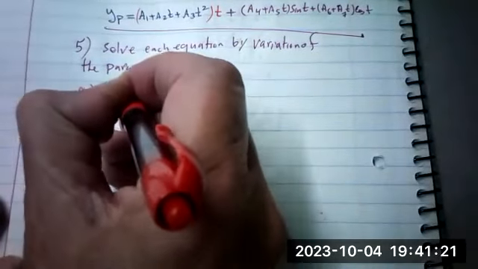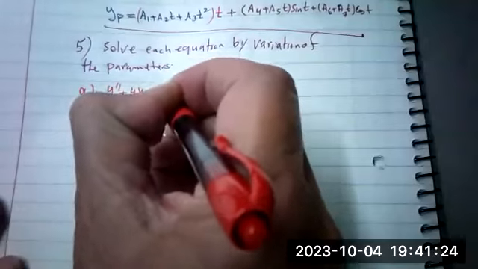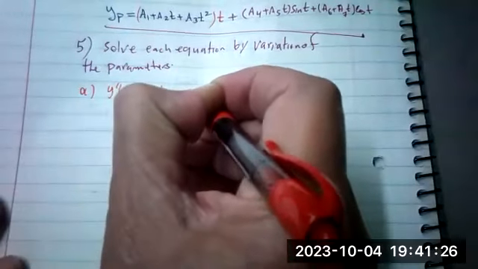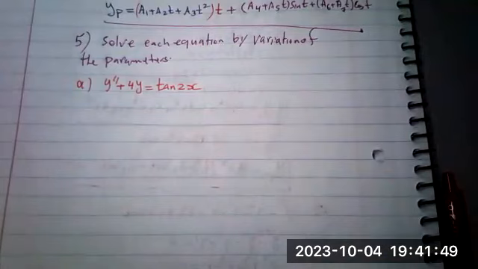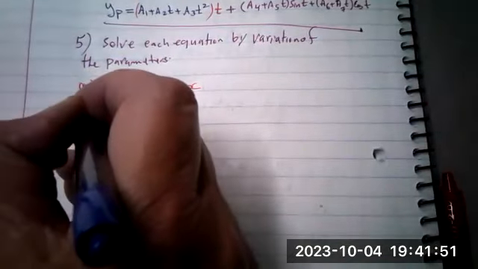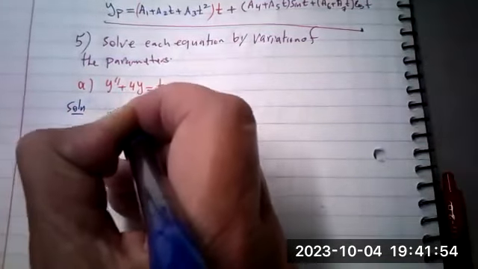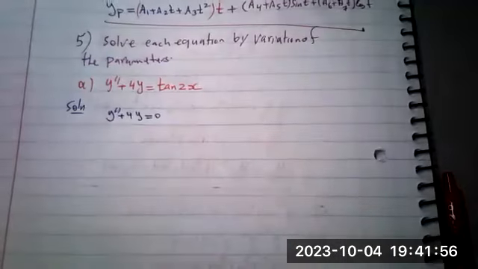The first one is y double prime plus 4y equals tan of 2x. Since it is tan of 2x, you cannot do this one by the other method, undetermined coefficients, because you can do only those with sine and cosine. Now solve the homogeneous one first. Carefully solve it. It's not going to be a difficult one, but make sure you get it right.